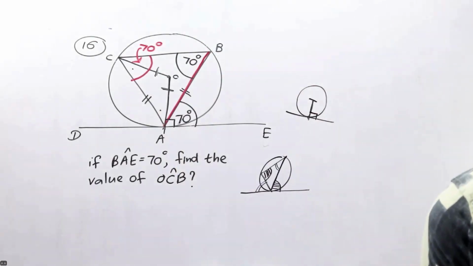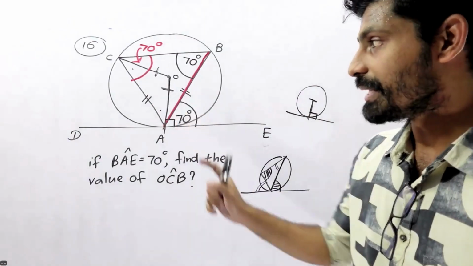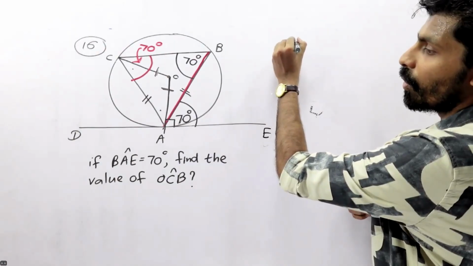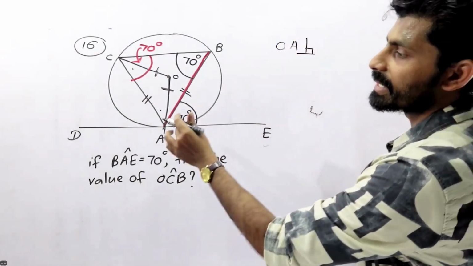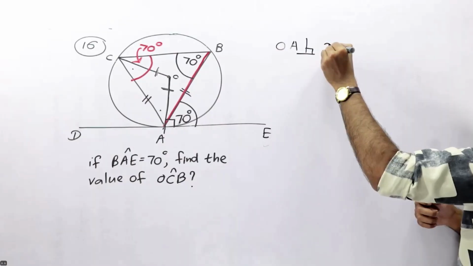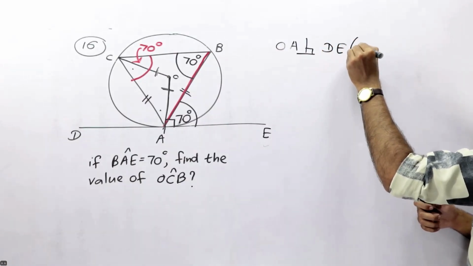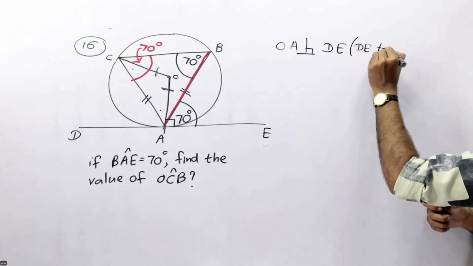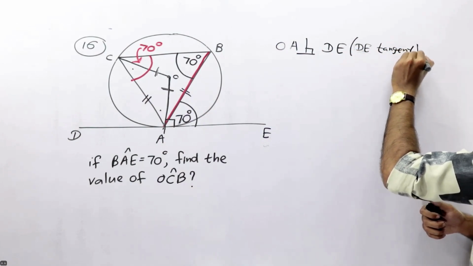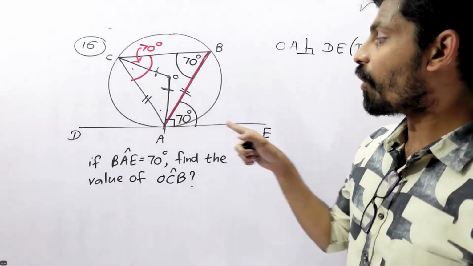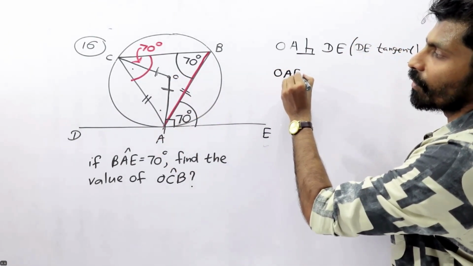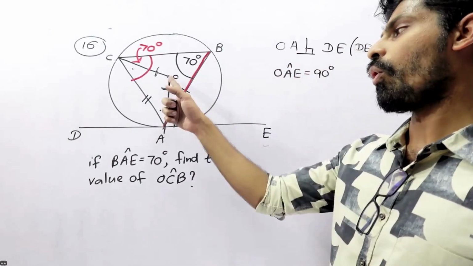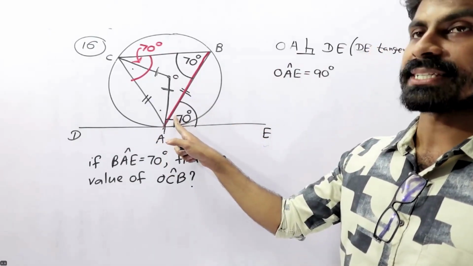90 degrees means this one should be equal to 20, right? Look at this one. OA is perpendicular to DE. Why? DE is a tangent, right? So DE is a tangent, therefore OAE equals 90 degrees.